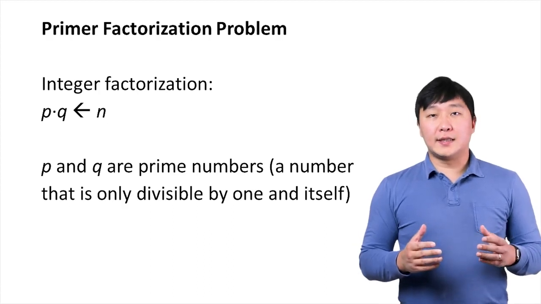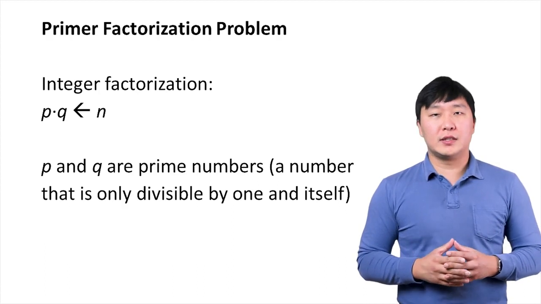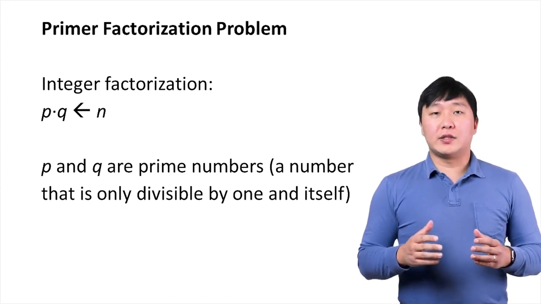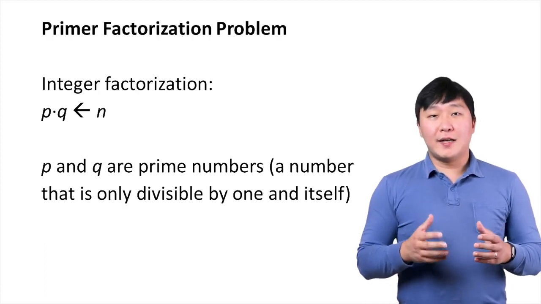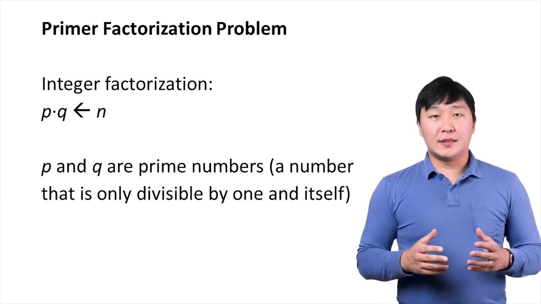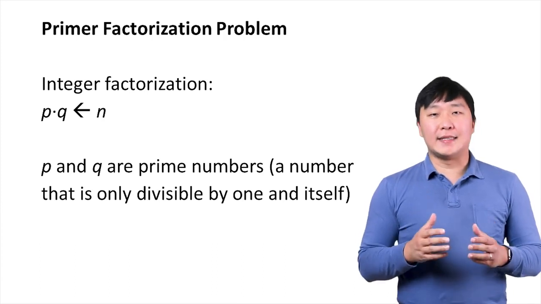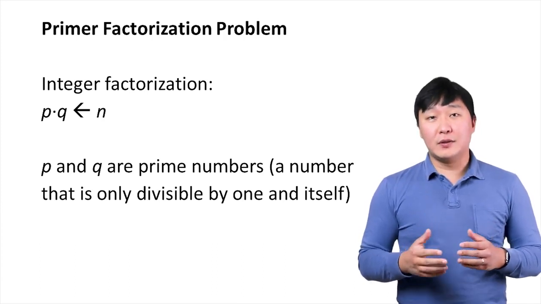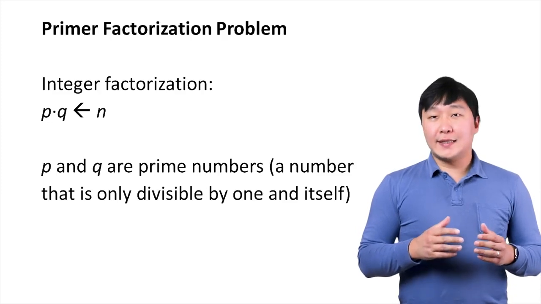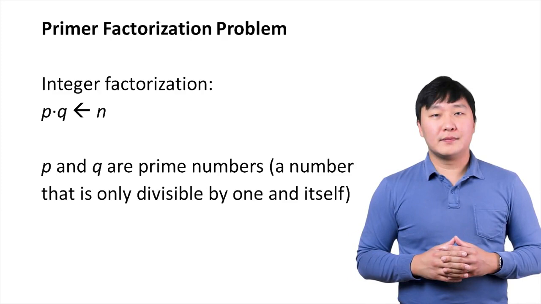Integer factorization decomposes a number into a product of smaller integers. If the smaller integers are prime numbers, then the process is called prime factorization. In other words, if p and q are prime numbers and n is equal to the product of p and q, the prime factorization takes the input n and outputs p and q.